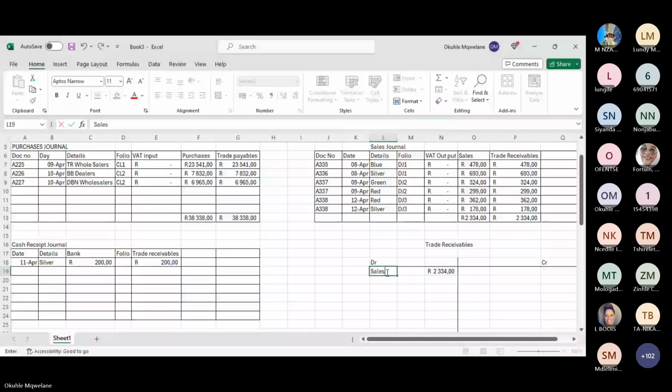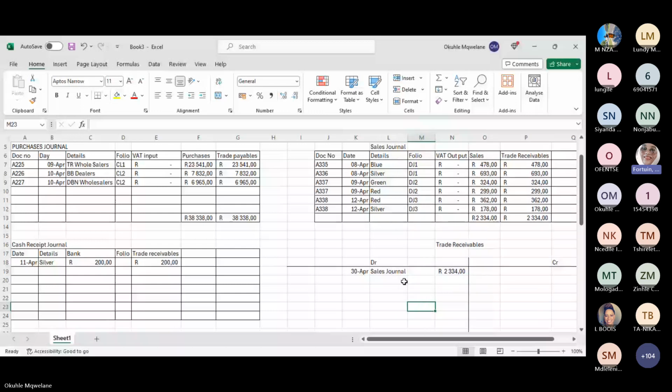Can we say the 12th of April? You will say the 30th. Your trade receivables control will be the 30th of the month, and it will be sales journal. Your details will be sales, and then next to it will be SJ. First sales and then SJ. Just make sure you write sales there in the trade receivables control account. SJ, yes, it's a control account.